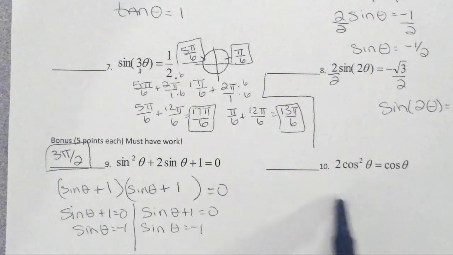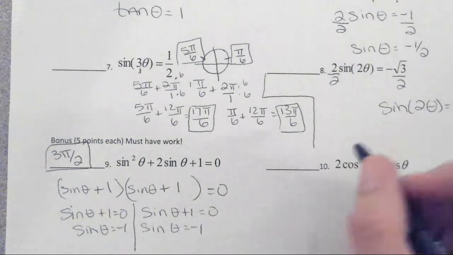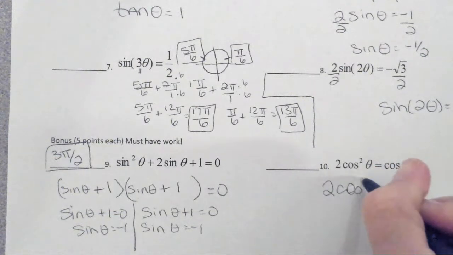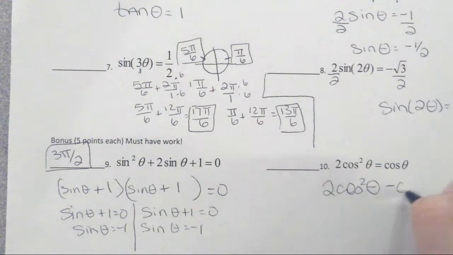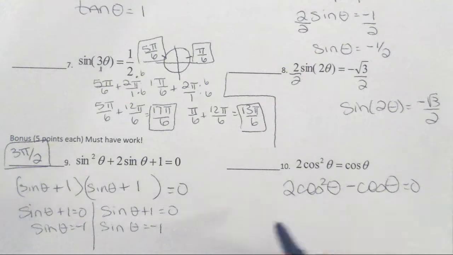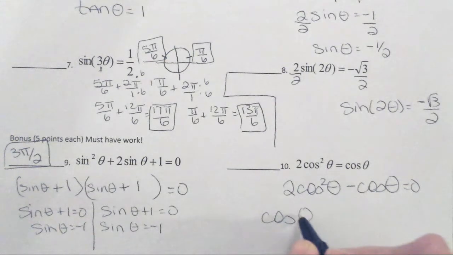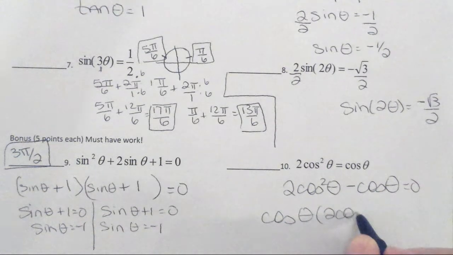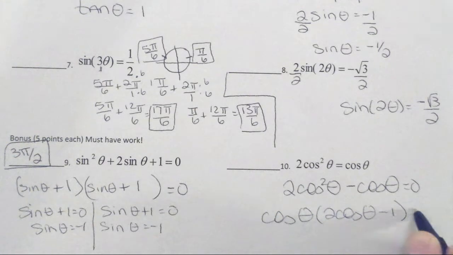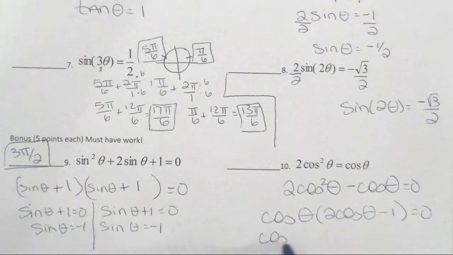Number 2, I have to make the right side equal 0 first. So I have 2 cosine squared theta minus cosine theta equals 0. I notice that they both have a cosine, so I'm going to factor out a cosine theta. And we get cosine theta times 2 cosine theta minus 1 when I factor out. I'm now in factored form, so I can say cosine theta equals 0 and 2 cosine theta minus 1 equals 0.